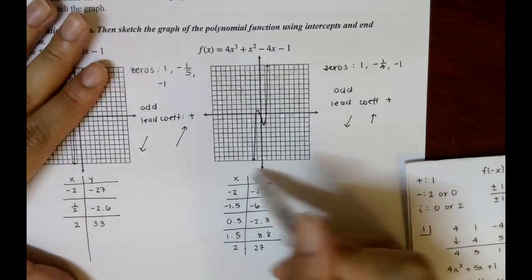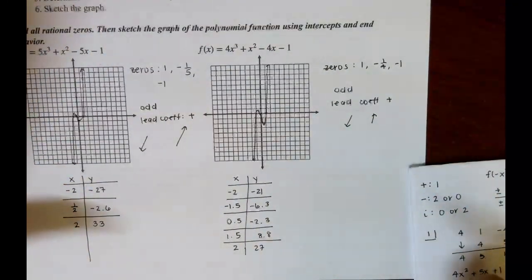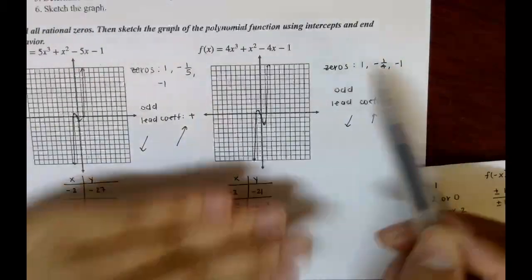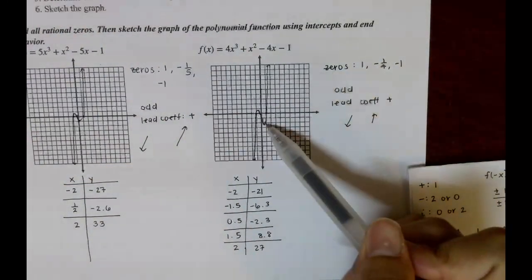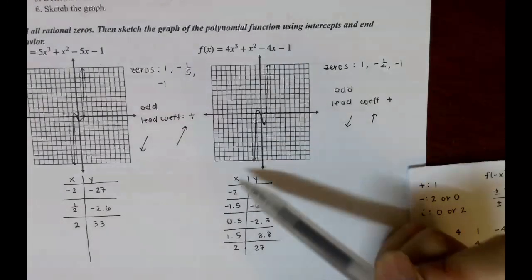If you want it to be more accurate, you could do a table to get more exact points, right? But this kind of gives you a good shape of what it looks like. It just depends on where your max and minimum are to kind of give you that.